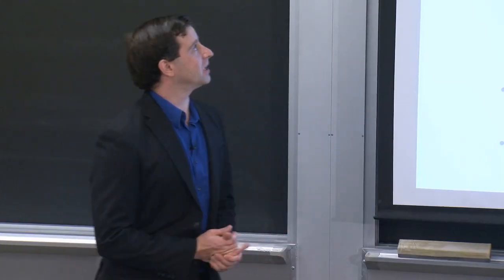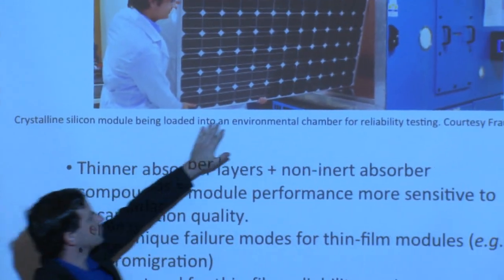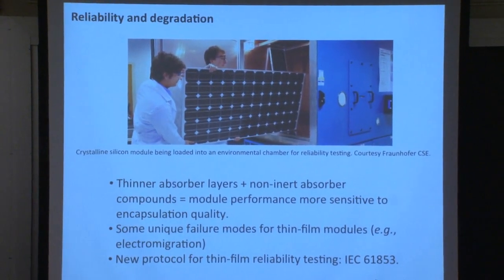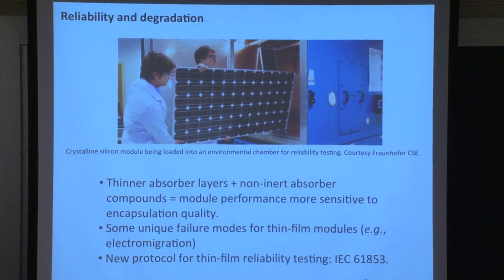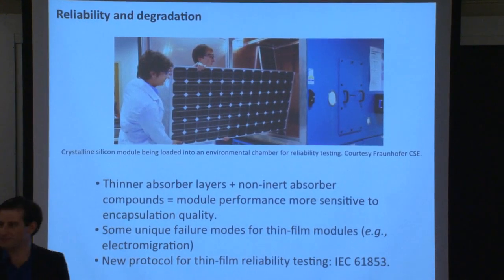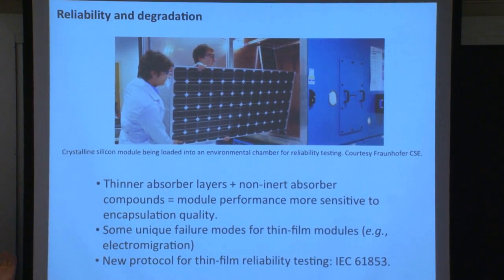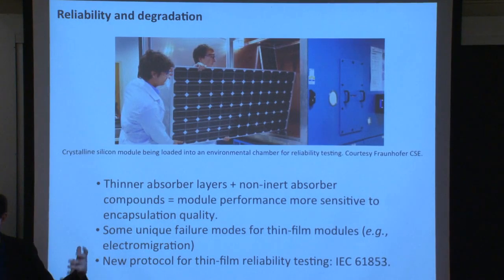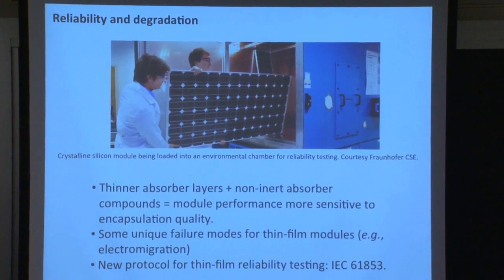And then reliability and degradation. This is important. This is a crystalline silicon module being loaded into an environmental testing chamber. Inside of that chamber, the module is going to be put through hell and back. The temperature is going to be raised. The humidity is going to be pumped in. Sometimes ultraviolet light is even put in there, in some of the more modern advanced ones. And then the temperature can drop down to as low as minus 40 degrees C, depending on how the environmental chamber is designed to stress or test your module.